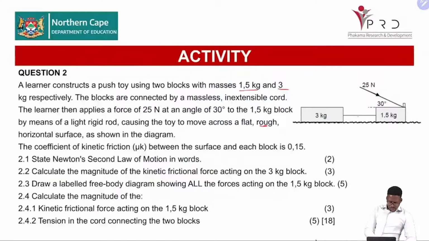2.2. Calculate the magnitude of the kinetic frictional force on the 3 kg block. You cannot calculate the magnitude of the kinetic friction if you have not yet drawn the free body diagram. So you should be in a position to draw a free body diagram for the 3 kg. You represent 3 kg with a what? With a dot.